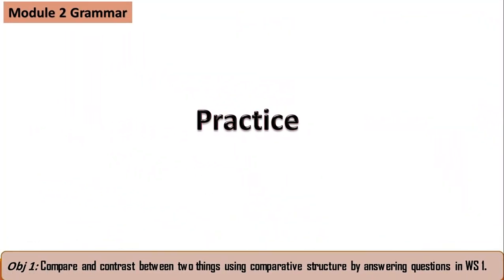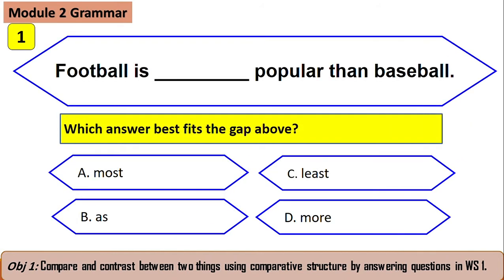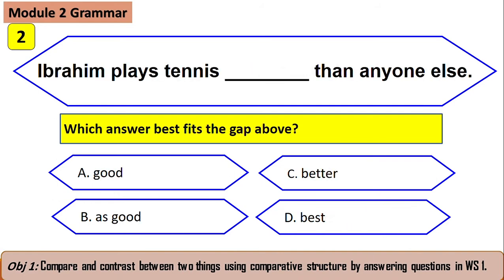Now, let's practice the comparative with worksheet and exercise. Read your sentence. You can pause your video and answer. Who can answer? Excellent. Football is more popular than baseball. Next, Ibrahim plays tennis. Yeah, good. Better than anyone. Thank you.